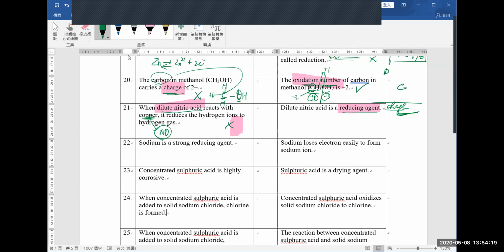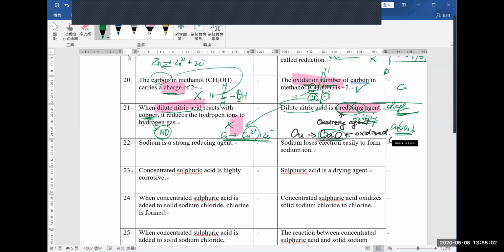Second, what is the role of dilute nitric acid? The best way is to take a look at copper. What will happen to copper? Copper will oxidize to form copper 2 and 2 electrons. So that substance is able to make the other species undergo oxidation, which means it is not reducing. We call that an oxidizing agent. So it is not copper two oxide, sorry. It is copper two nitrate.